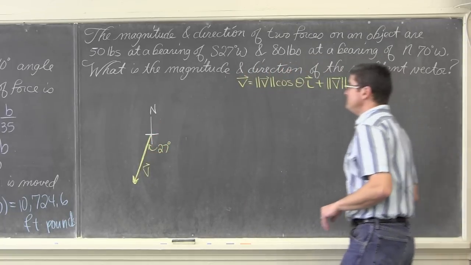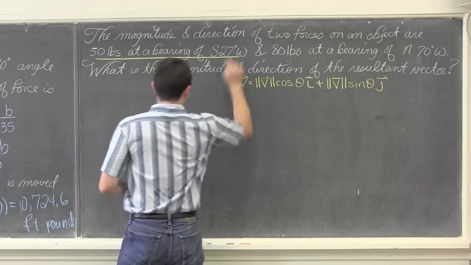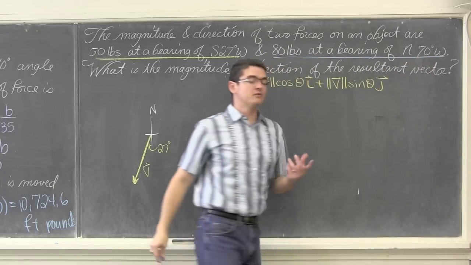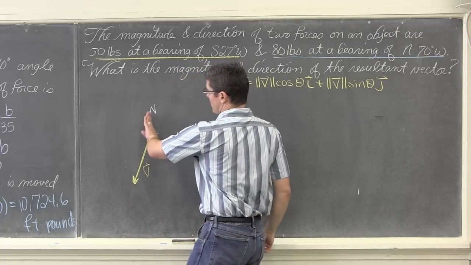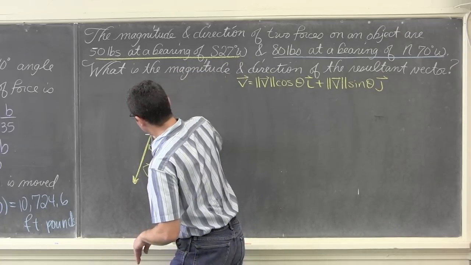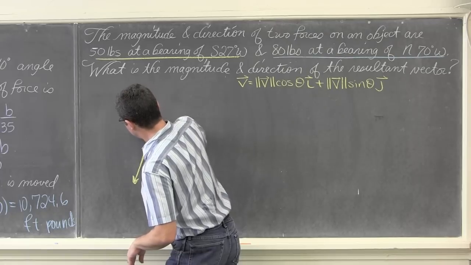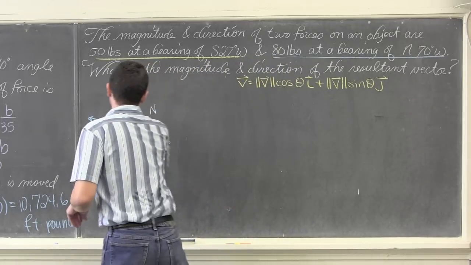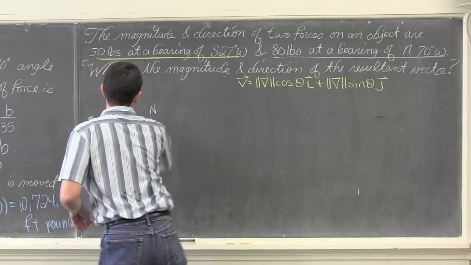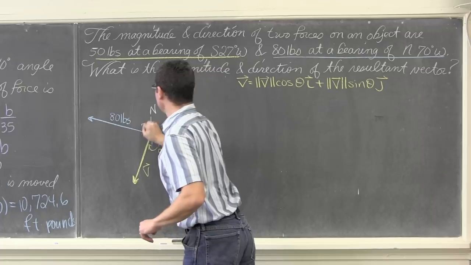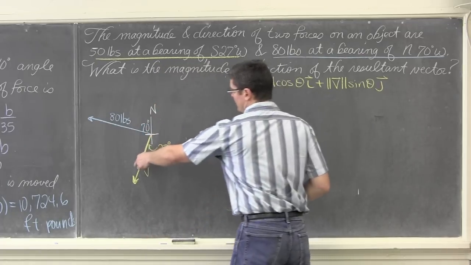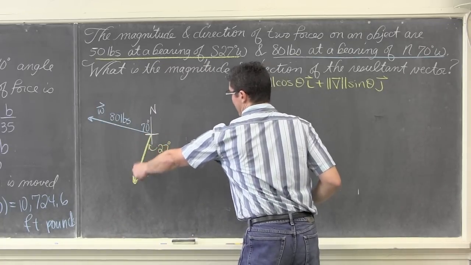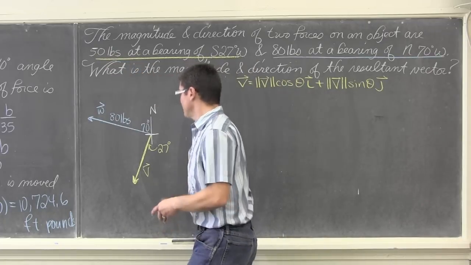We have another vector, which we're going to highlight in blue, that's 80 pounds at a bearing of north 70 degrees west. So north 70 degrees west. I'm going to make this a little bit longer because there's more force behind it, and I'm going to run off the chalkboard as well. So we have an 80-pound force at north 70 degrees west. And the yellow one, by the way, we're going to call that vector W. And the magnitude of vector V is 50.